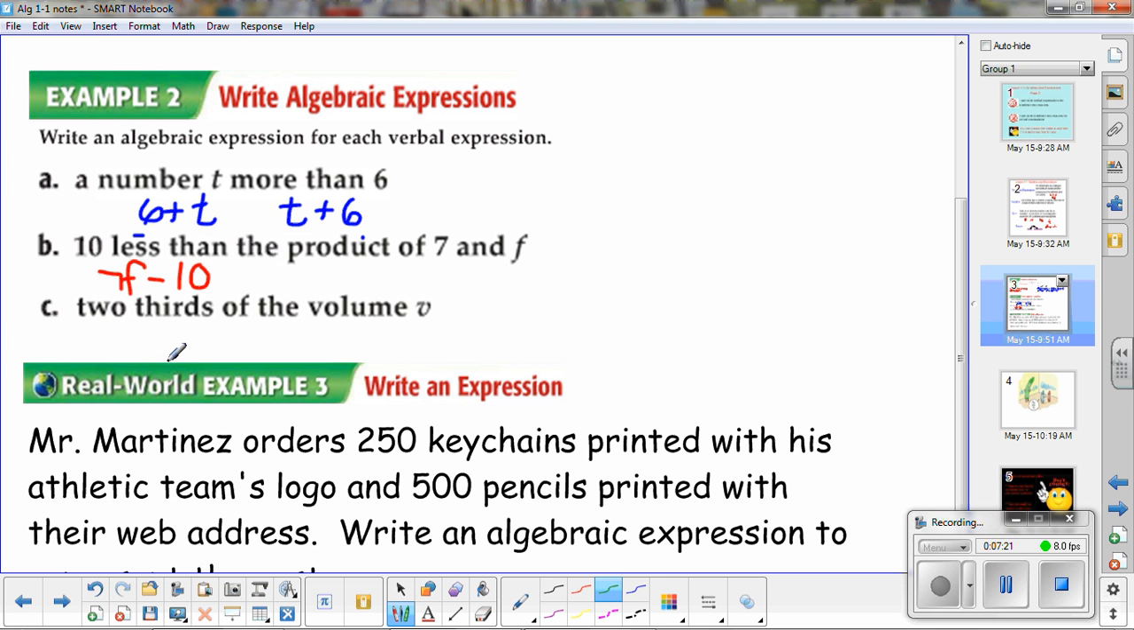The last one of that type, 2/3 of the volume V. When you see of in math, that leads us to multiply. So if I want 2/3 of the volume V, I'm going to have 2/3 V, or 2/3 times the volume.